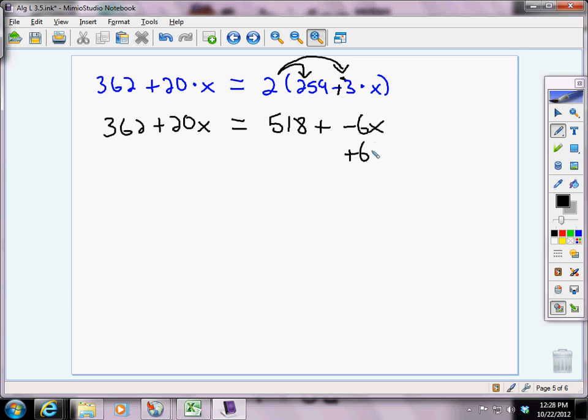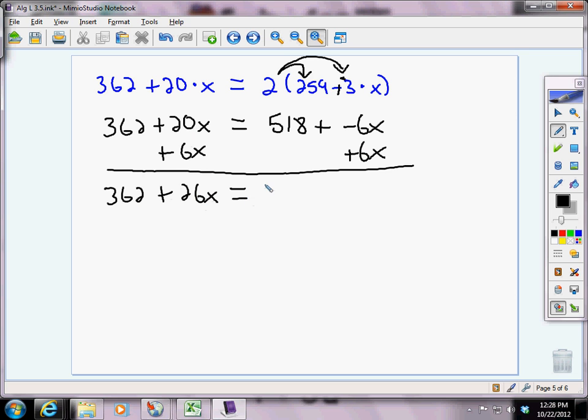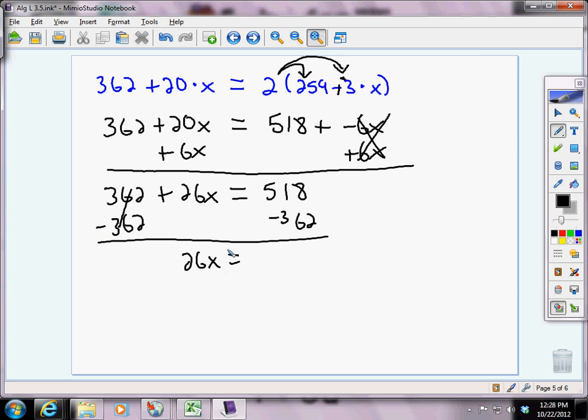Now I'm going to add 6x to each side because remember, like we've worked out in the past, we need to combine all of our variable terms on one side of the equal sign. So this gives us 362 plus 20x's plus 6x's is 26x's. That equals our 518, and we double check to make sure those cancel. Now, we're solving for 26x, so let's get rid of the 362 first. Let's subtract 362 from each side. That cancels because they're opposites. We have 26x equals 518 minus 362 is 156.